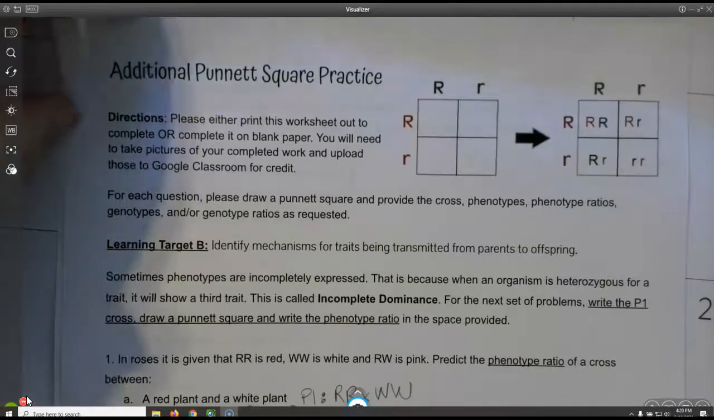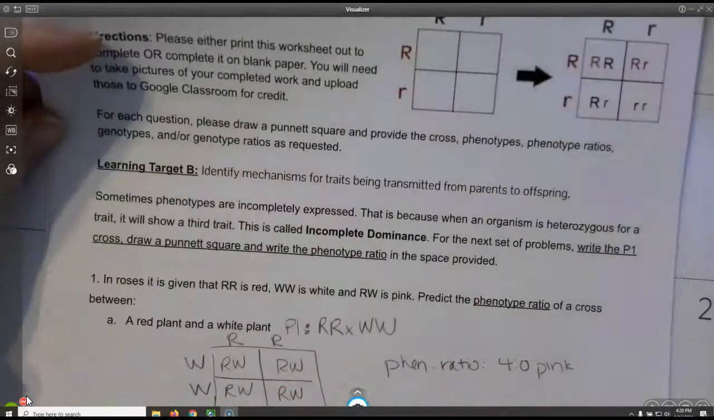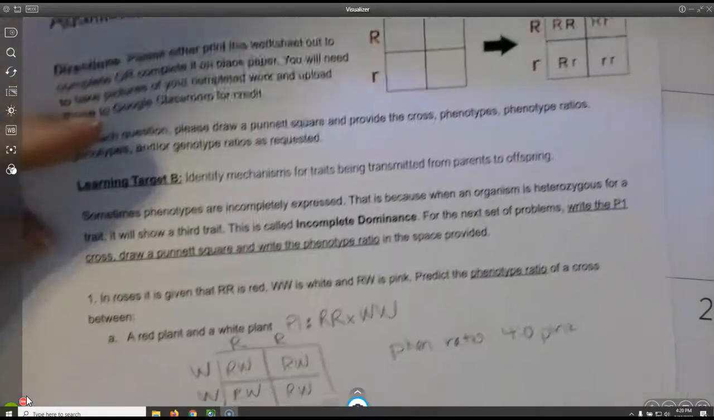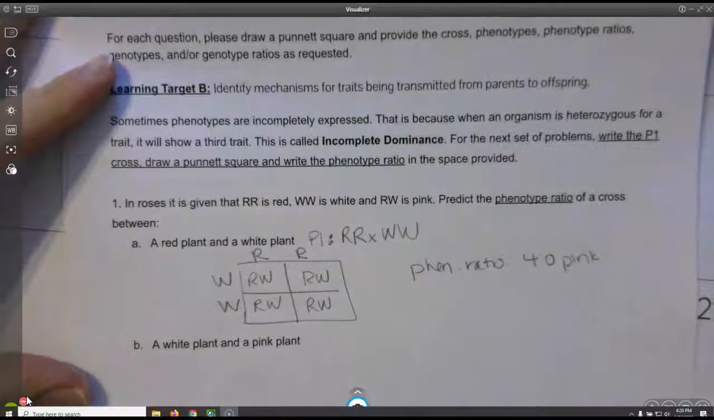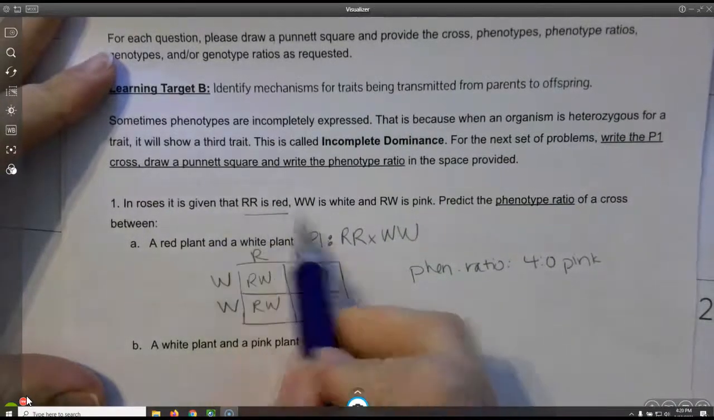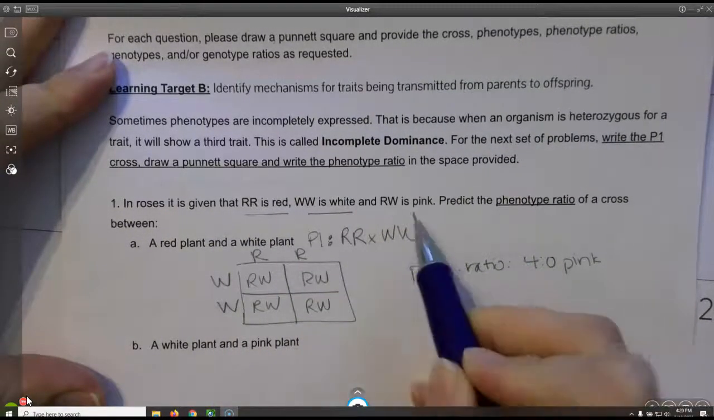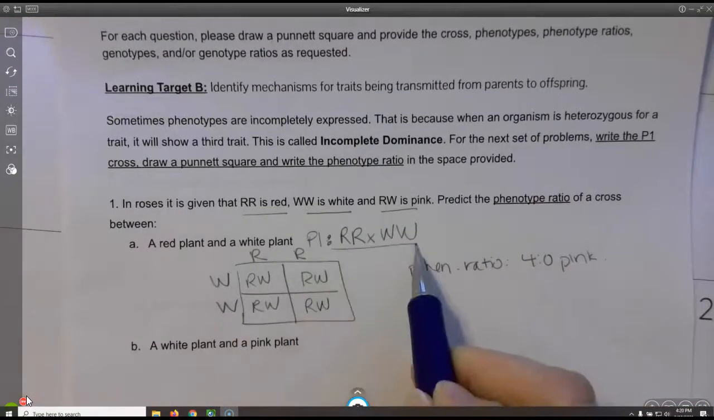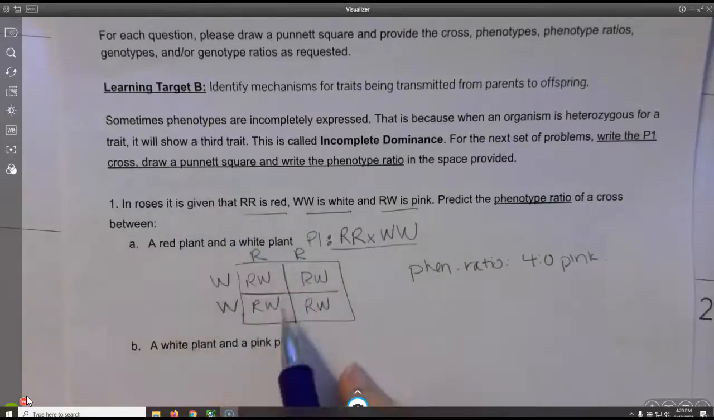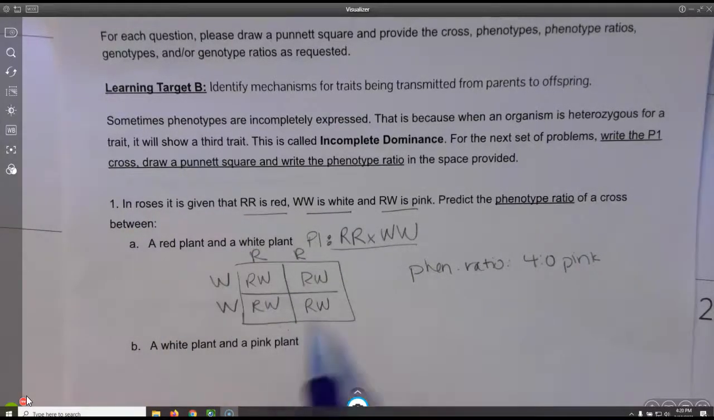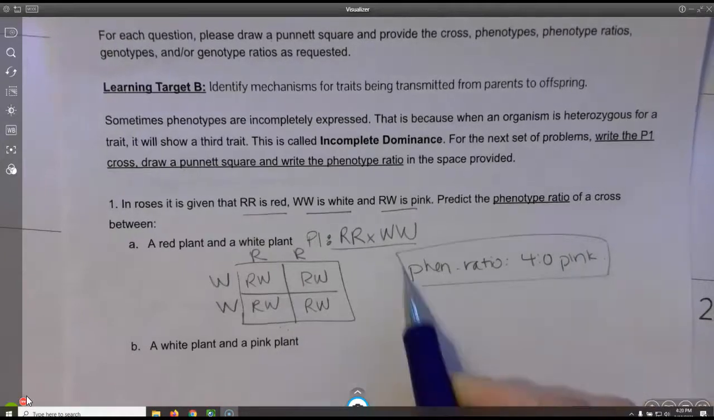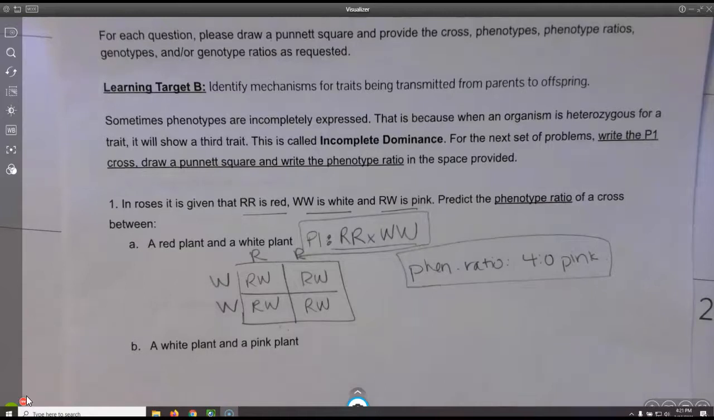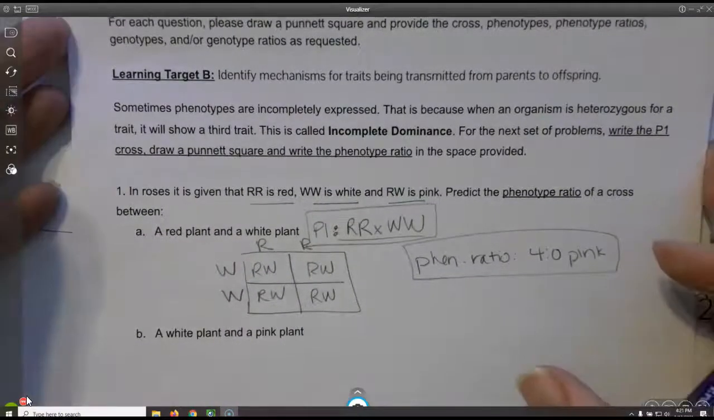As we went over in class, we talked about incomplete dominance. We did the first cross for roses, where big R is red, big W is white, and RW is pink, and we predict the phenotype ratio. We need to do a Punnett square, which we did, and then we wrote the phenotypic ratio right here. So we have our cross, our Punnett square, and our ratio. Boom, done.